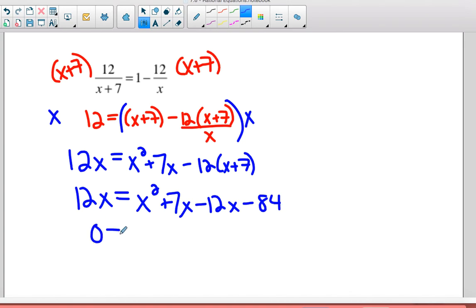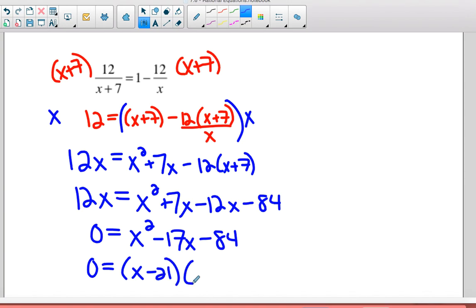So I got 0 equals x squared. Now I have a 7x minus 12x. That's negative 5x. And then I'm going to subtract 12 more from this side. So it's going to give me, actually, negative 5 minus 12 is going to be minus 17x. And then minus 84. And lo and behold, this does factor, right? It's going to be 21 times 4 is going to give us 84. So it's going to be negative 21, and it's going to be the positive 4.